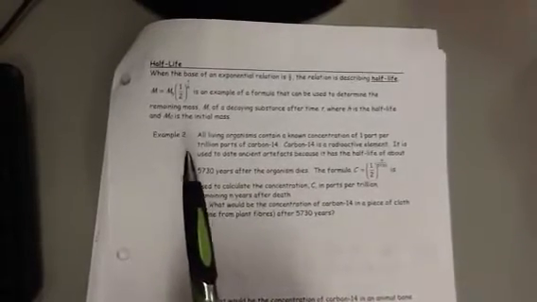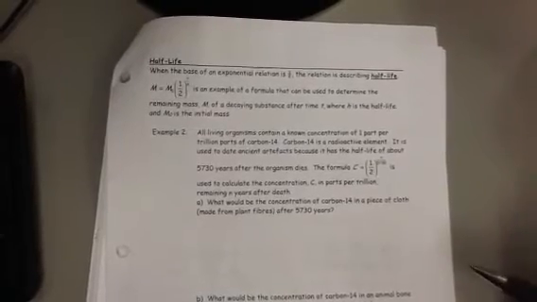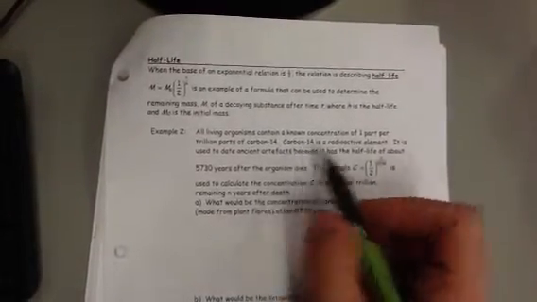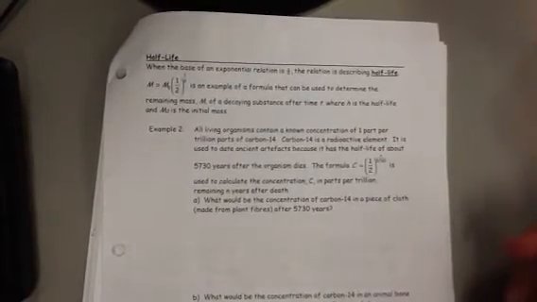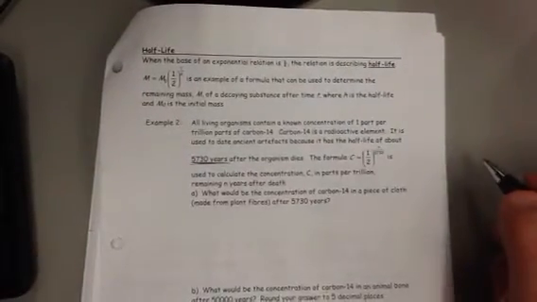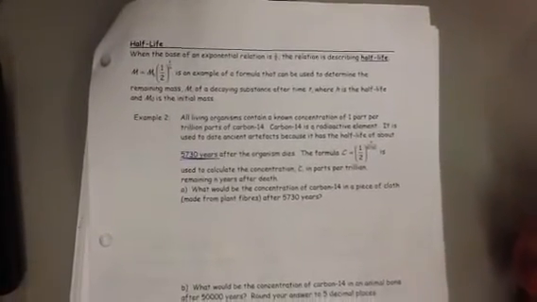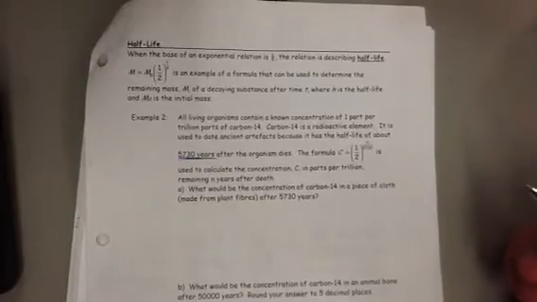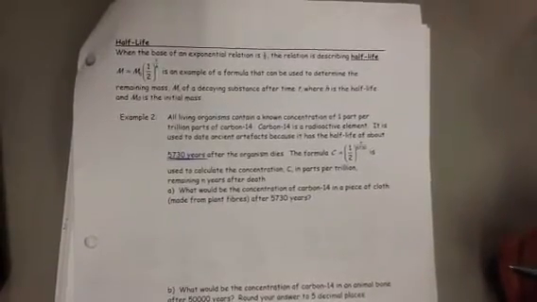So let's take a look. You can read this yourself. Let's take a look at example 2. All living organisms contain a known concentration of 1 part per trillion parts of carbon-14. Carbon-14 is a radioactive element. It is used to date ancient artifacts because it has a half-life of about 5,730 years. So it takes 5,730 years for carbon-14, this radioactive element, to cut in half. Okay, so it's not per year that it's cutting in half, it's every 5,730 years that it cuts in half.